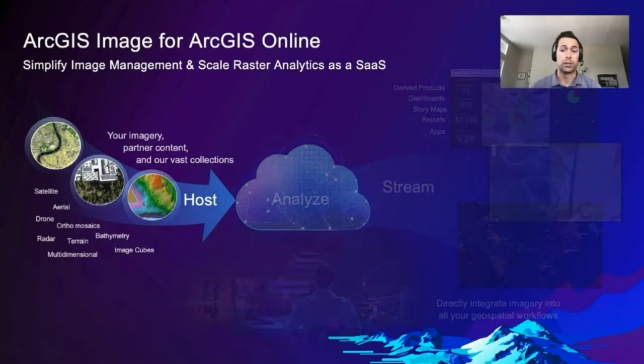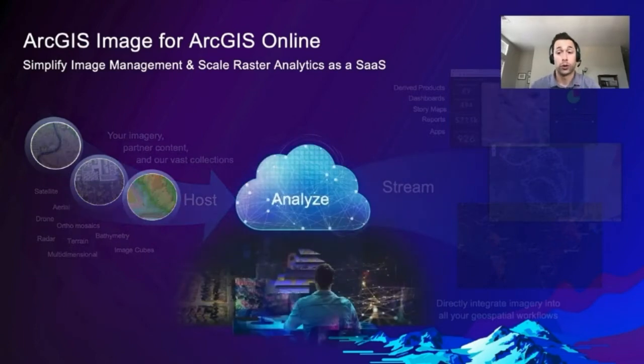Organizations are able to host and manage imagery in ArcGIS Online. It supports all forms of imagery and rasters, standard projections, and multiple metadata sensors and collection platforms. Host your own imagery or other partner content, whether it's satellite, aerial, drone, orthomosaics, terrain, multidimensional, and more. And to ensure your images are ready to use, the metadata associated with your imagery remains intact.